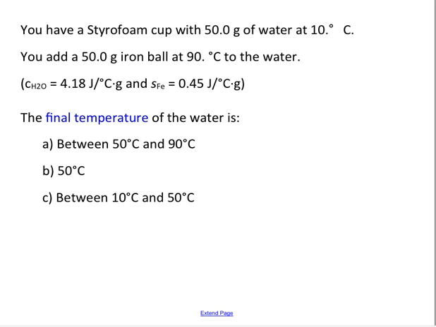Okay. You have a styrofoam cup with 50 grams of water at 10 degrees Celsius, and you add 50 grams of an iron ball at 90 degrees Celsius, and they give you the specific heats. The final temperature? Well, we're dealing with the same masses, but water's specific heat is way higher, right? So where's the temperature going to be closer to? Water's temperature. Is it going to be an average temperature? No. So it can't be this. So it has to be the one closer to the water's temperature, which is C.